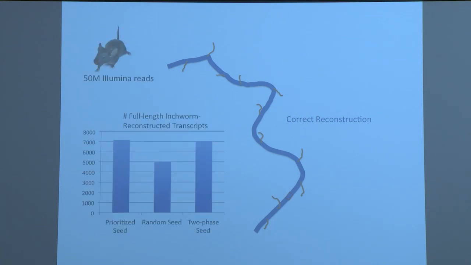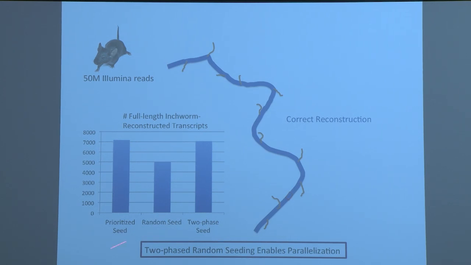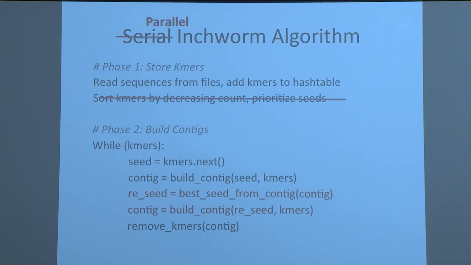So nothing too complicated. And we can show that with our test data set, 50 million Illumina reads, by doing this two-phase seed selection approach, we end up recovering our full-length transcript reconstruction. There's a small difference here, which hasn't been explained yet, but overall it's doing quite well. And since this two-phase seed selection actually works, we now have an option for how we can pursue a parallel assembly algorithm for Inchworm. Now, we just need a few minor tweaks to our earlier pseudocode to introduce parallelization.